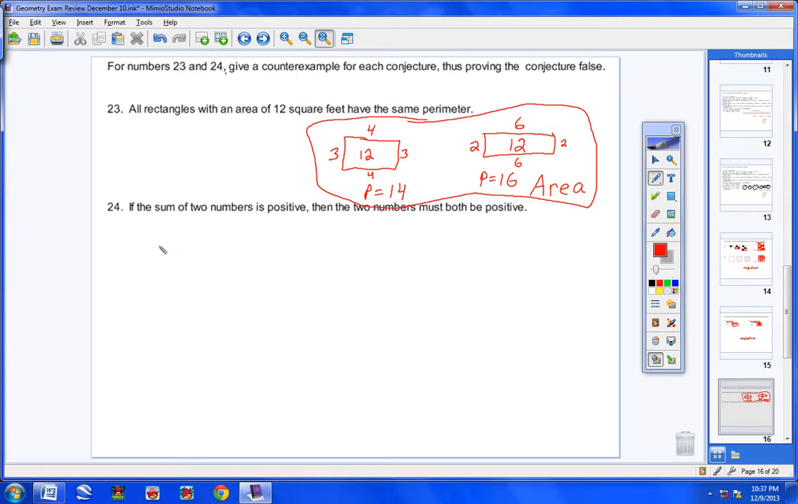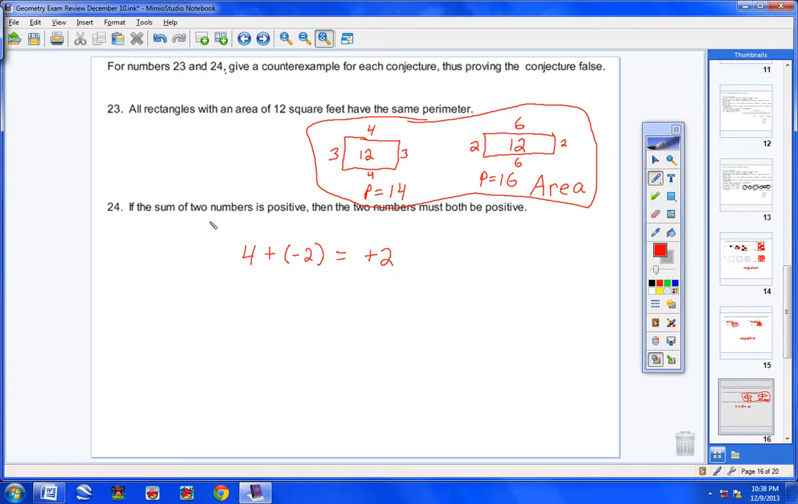Now, number 24. If the sum of two numbers is positive, then the two numbers must both be positive. Now think about that. If the sum of two numbers is positive, then the two numbers you added must both be positive. And that's not right at all. If I have a positive 4 and I add a negative 2, I get out a positive 2.